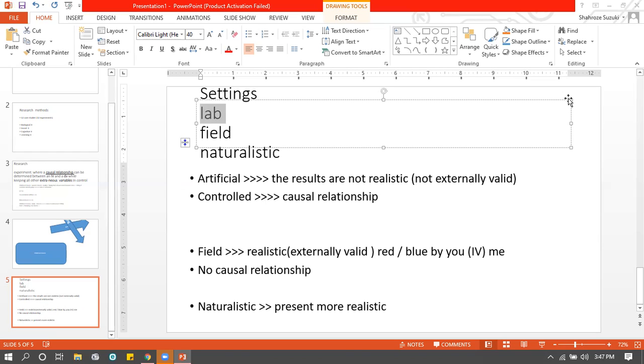All right, what is it? Will you be giving a demo for A2 as well? I'm going to come to that question later on. But all right, is this point clear for lab, field and naturalistic?